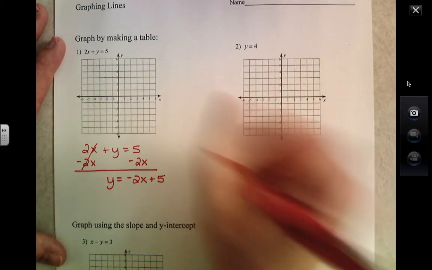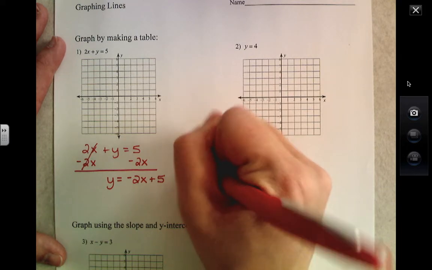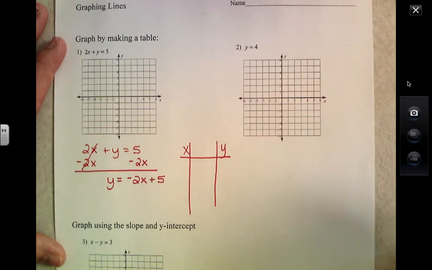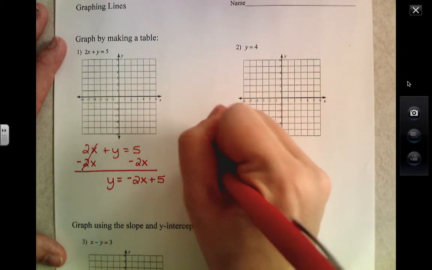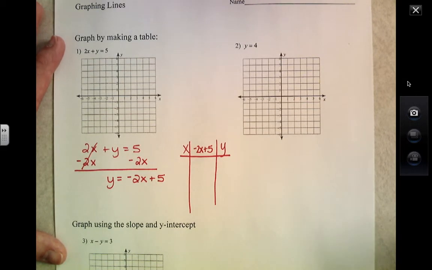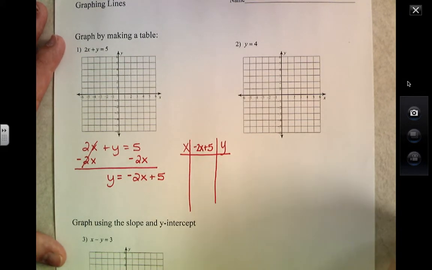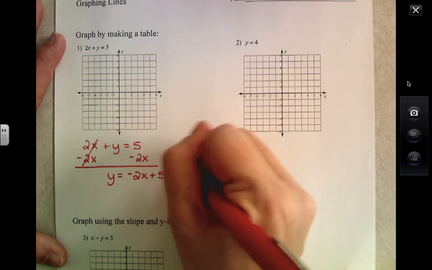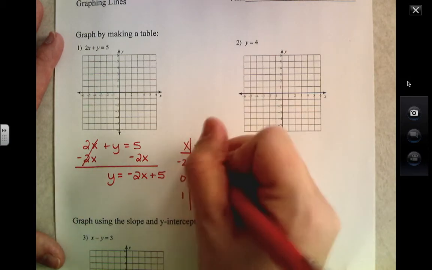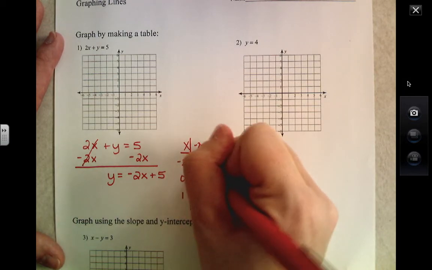Okay, now I'm going to make a table for this. So I'm going to do x and I'm going to do y. If you are using substitution in the middle, you're going to need to fill in the equation that you're using. And you're going to just pick 3 numbers for x. It doesn't matter what you pick. I'm going to pick negative 2, 0, and 1. Okay, so it's good to have a negative, a 0, and a positive, but you can really pick any 3 numbers that you want. So if you're substituting, you're going to fill this in for x. This should be looking familiar from Unit 1.